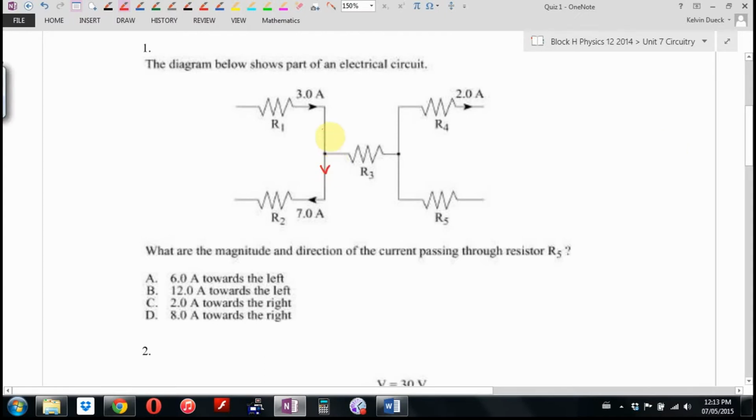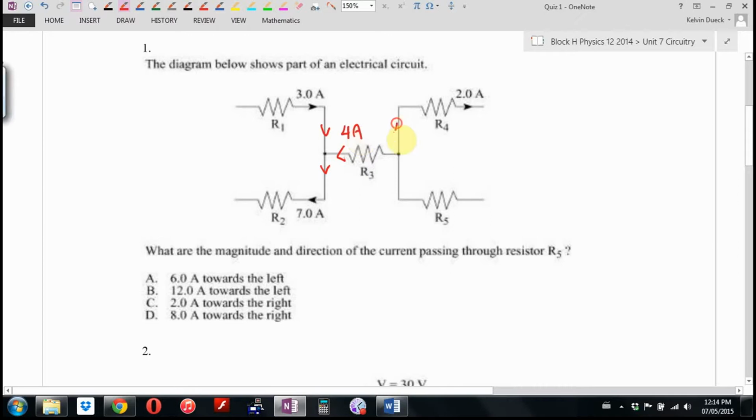How many amps do I have coming here? 3. How many amps do I have going out? 7. Then I must have had 4 coming in. That's the only way that works. Has to have been 4 amps going through. Otherwise, how the heck could I have 7 down there?